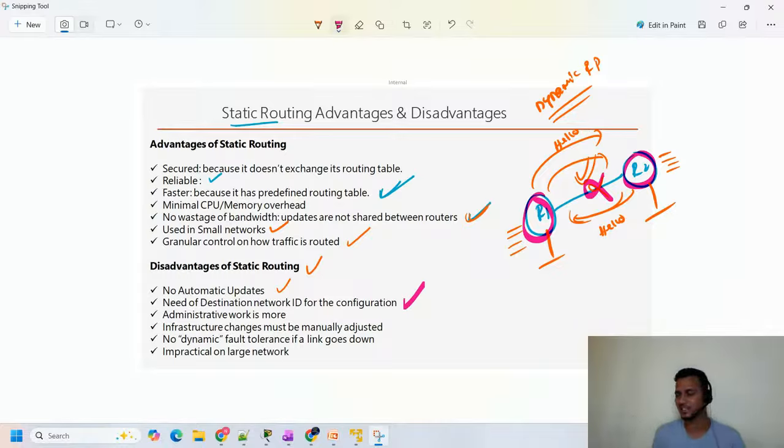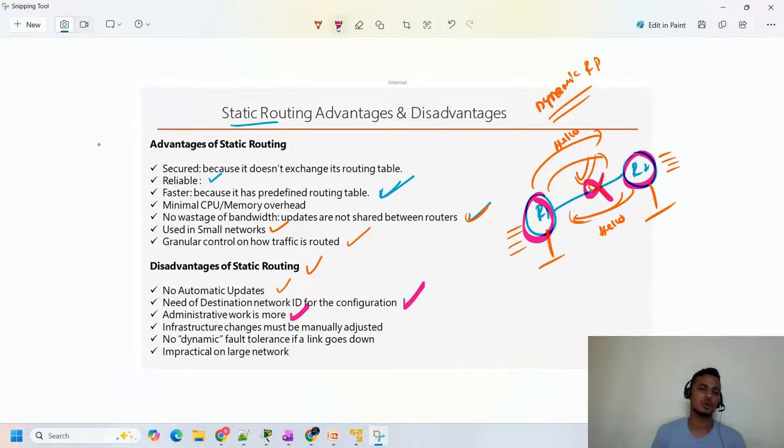Either you can go with the exit interface or the next hop IP address, right? So we are required to configure it in whichever direction you are going to configure the static route. For that direction we definitely require the remote destination IP addresses. And administrative work is more.